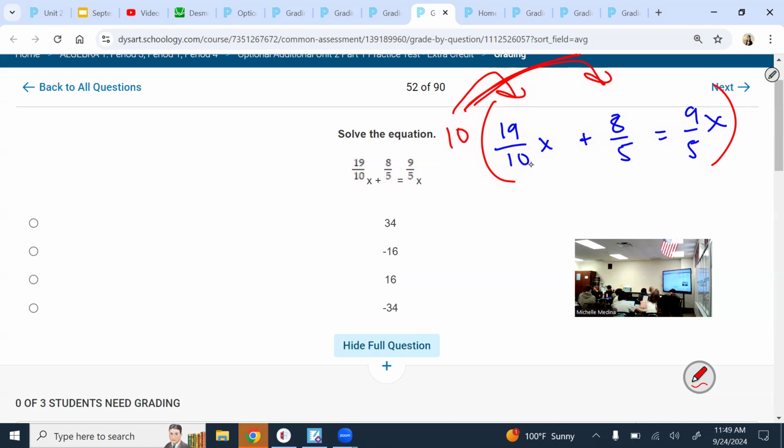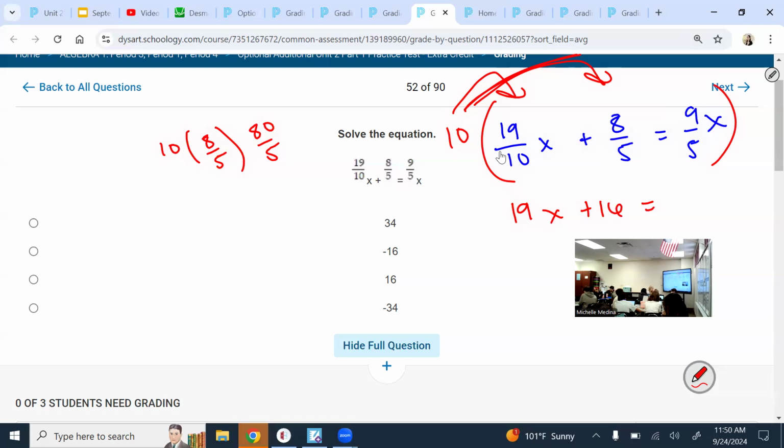If I multiply the first term by 10, it just becomes 19x, because what's something times 10 divided by 10? That same number. It cancels out. So that just becomes 19x. Over here, I'm doing 10 times 8 over 5. What's 10 times 8? 80. What's 80 divided by 5? 16. So it becomes plus 16.